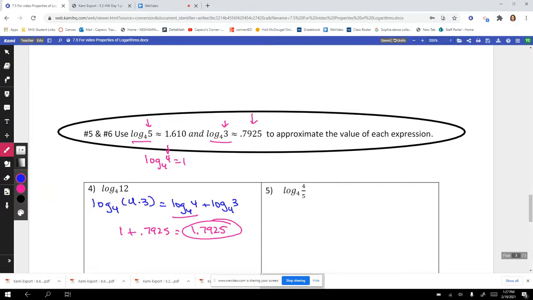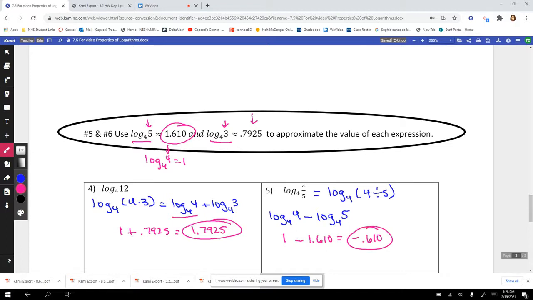Okay, I'll do the same thing with number 5. This time I'm going to rewrite that, because this is 4 divided by 5. It's really the same thing. Divide is subtraction, so I'm really going to have log base 4 of 4 minus log base 4 of 5. Now, this already has it broken down for me, so I can go right to my final answer. This is 1, right? Log base 4 of 4 minus log base 4 of 5 is up here, 1.610. So my final answer there is negative 0.610.